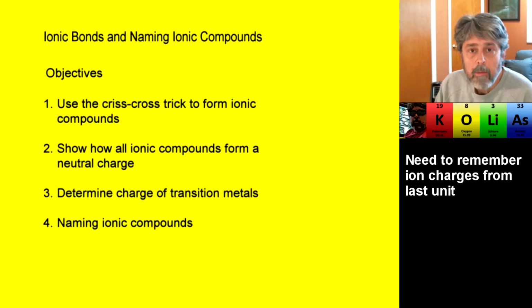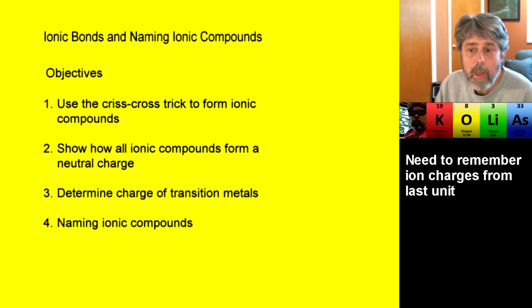Hey guys, welcome back to part 2 of our discussion about ionic bonds. Today we're going to talk about some really important things that are key to understanding what's going on. So first off, I'm going to show you the crisscross trick on how to form ionic compounds. It's a trick we use instead of having to do Lewis structures. You get the same answer both ways, but this is a really fast trick.